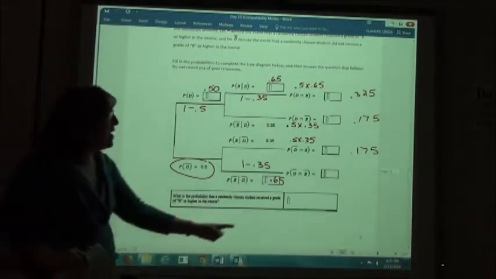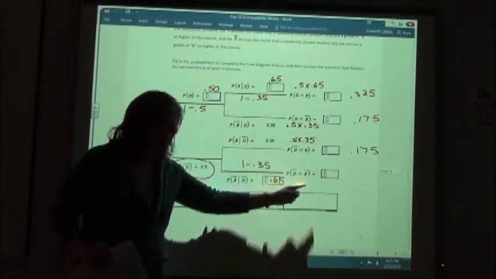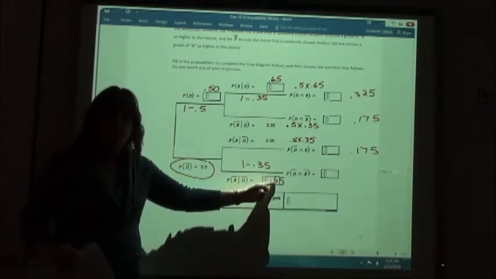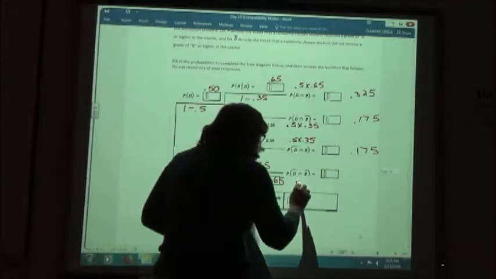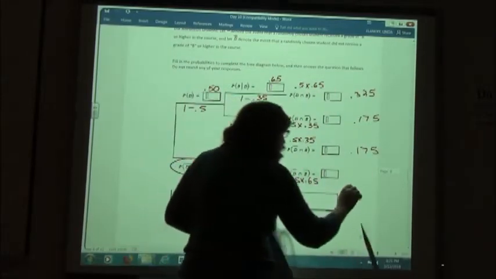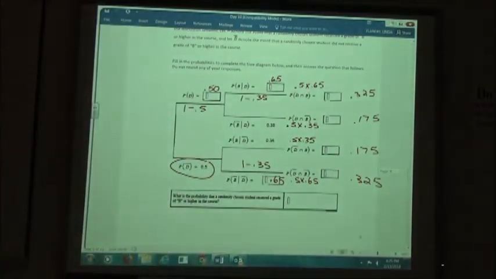The probability of not going to the discussion sessions and not getting a B means we're going to have the 0.5 times the 0.65. 0.5 times 0.65, we already did up at the top, 0.325. This one they happen just to use a lot of the same numbers.